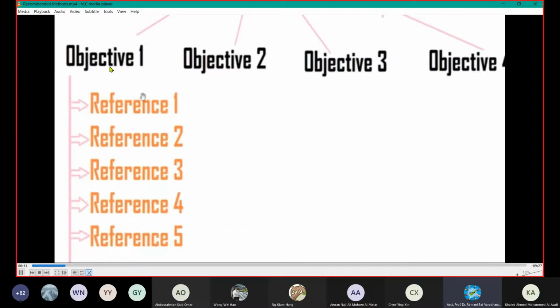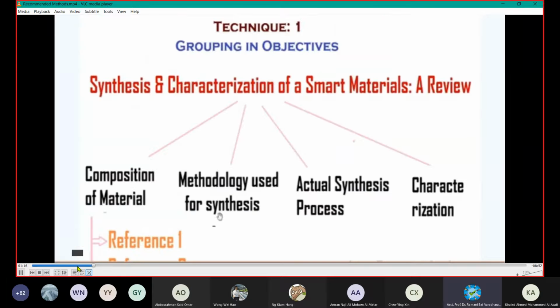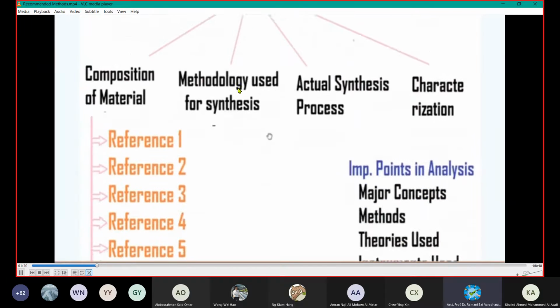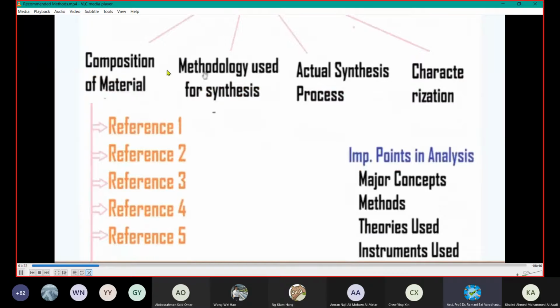Whether this paper is related to objective 1, whether this paper is objective 1 or 2, or both of them relate to this one. Either way, right? You arrange which paper is relating to which objective. That is one way of doing. Once you have found this, this is an example. Synthesize the first objective. They have these many characteristics, the criteria they have chosen: composition of material, methodology, method of synthesis, and then characterization. They have chosen these as criteria.